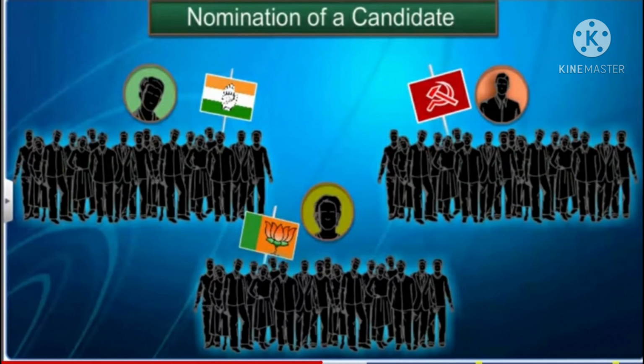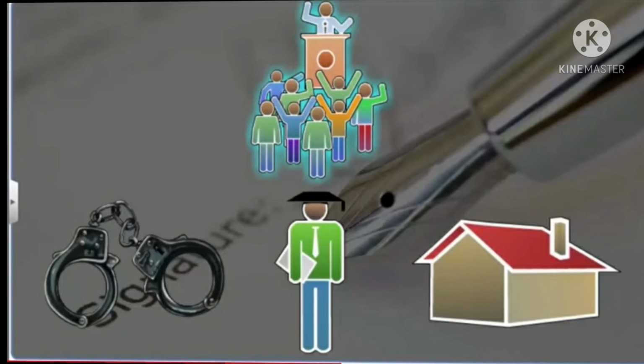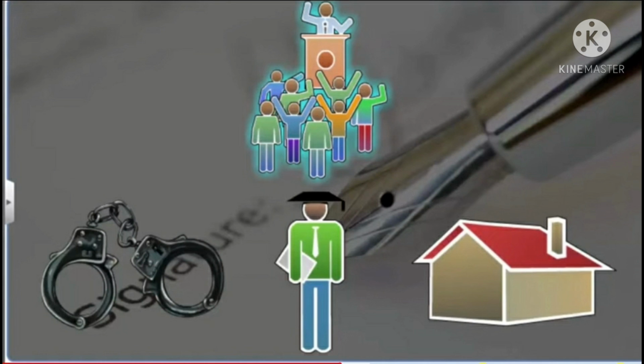Every person who wishes to contest an election has to fill out a nomination form and give some money as security deposit. The candidate has to make a legal declaration giving full details of serious criminal cases pending against the candidate, details of the assets and liabilities of the candidates and his or her family, educational qualification of the candidate. This information has to be made public. This provides an opportunity to the voters to make their decision on the basis of the information provided by the candidate.